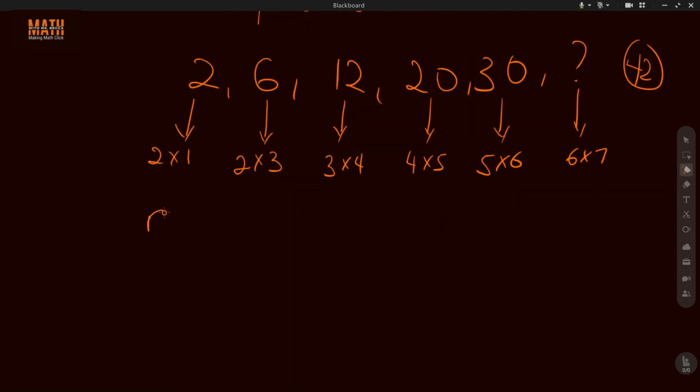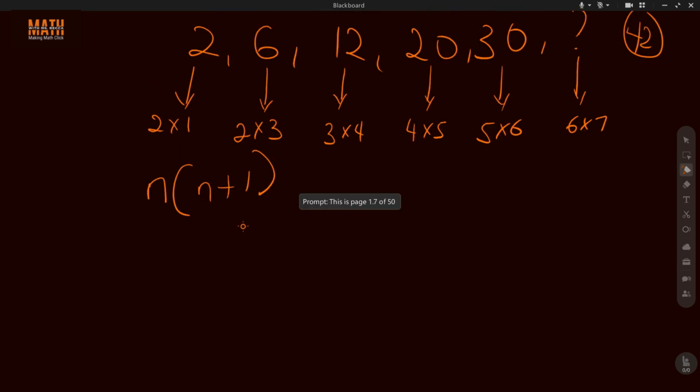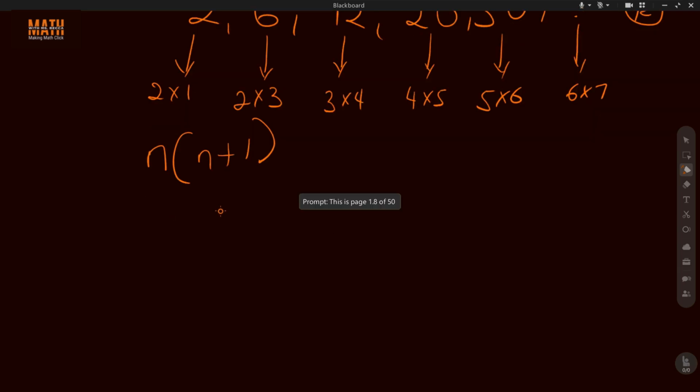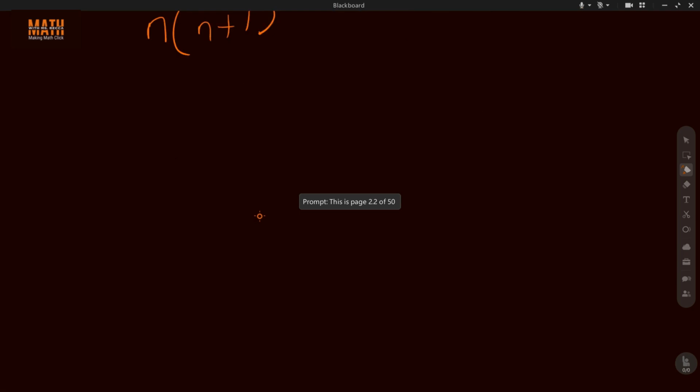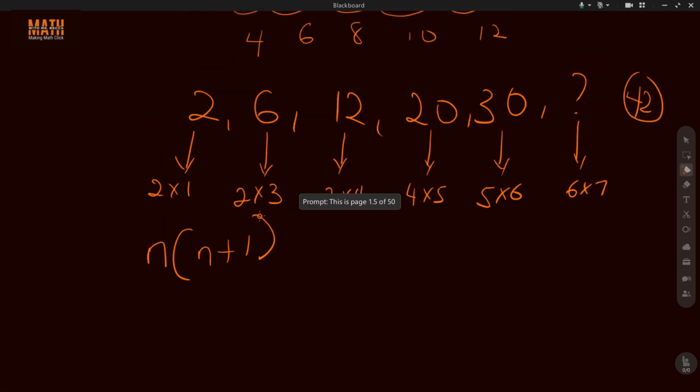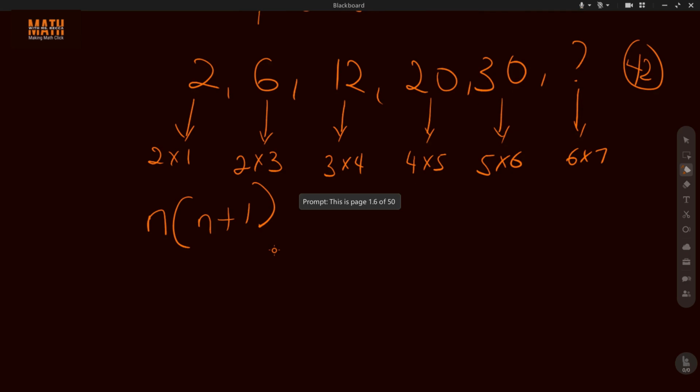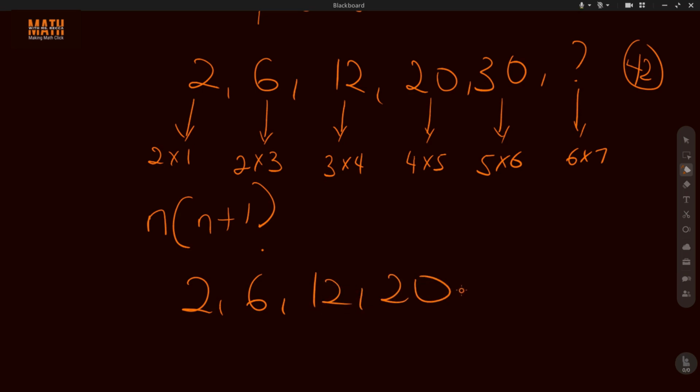That makes the pattern n bracket n plus 1. But wait, there is even another way people explain this. Let's look at this pattern. Let's first write the question. We have 2, 6, 12, 20, 30, and then question mark.